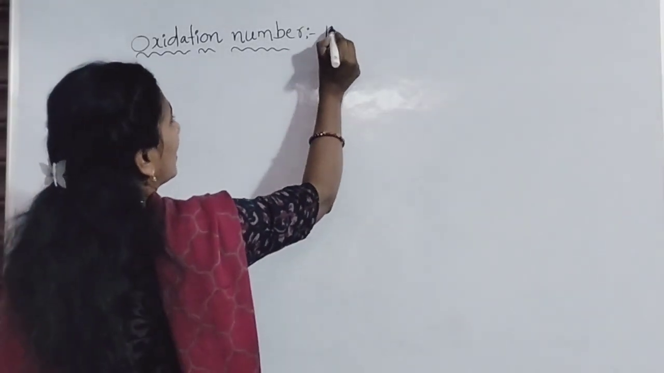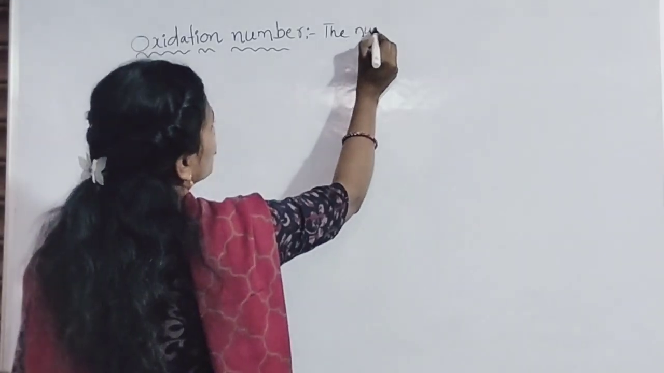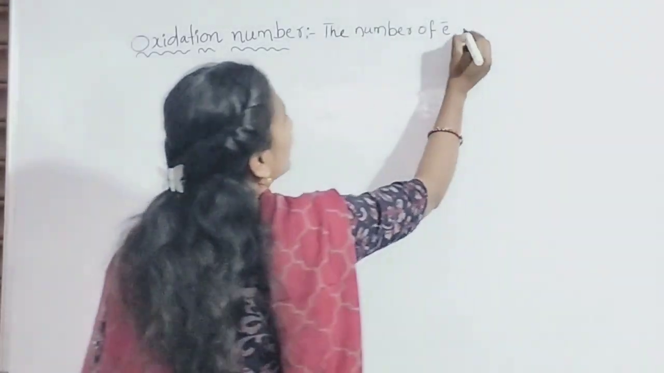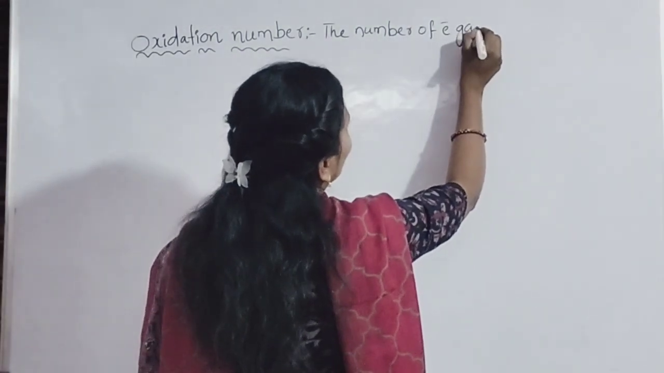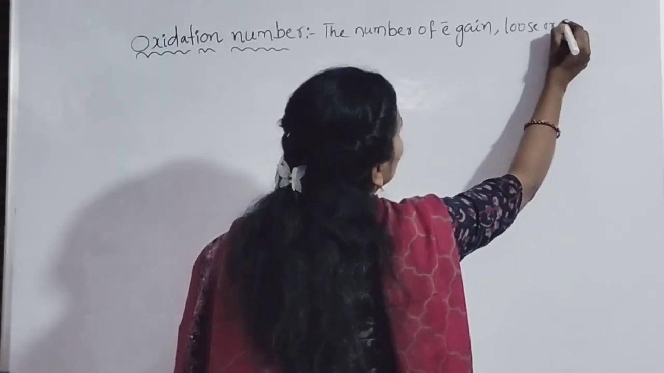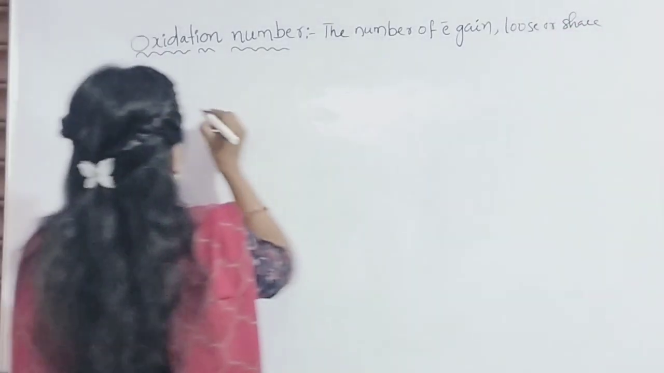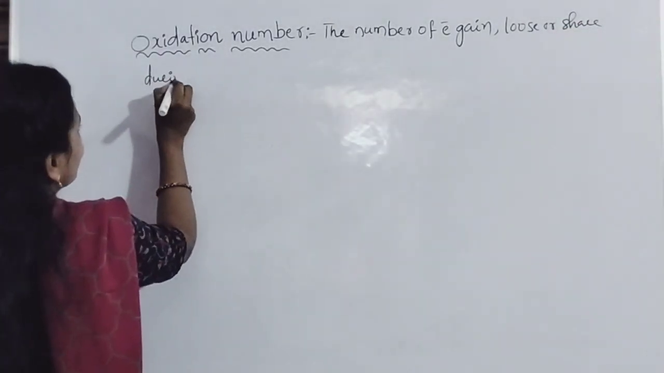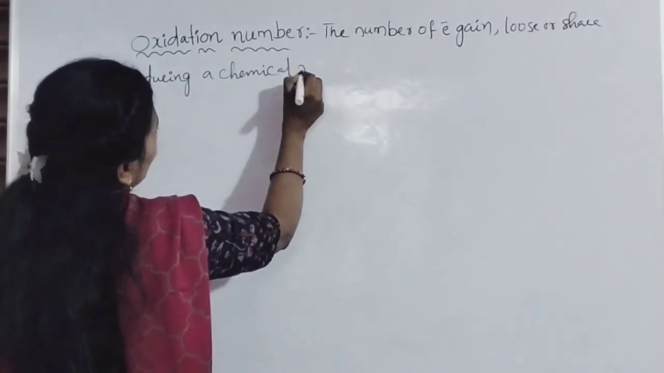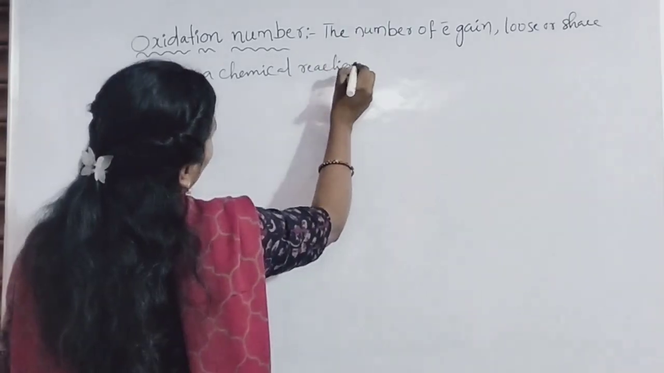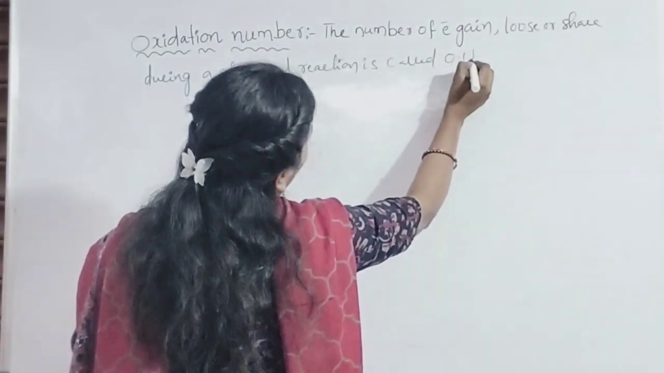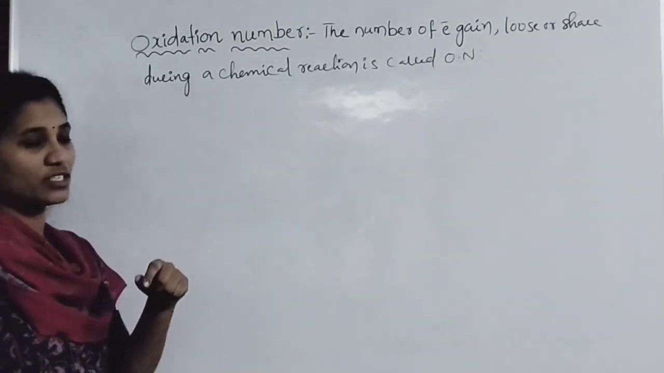See, the number of electrons gained or lost or shared during a chemical reaction is nothing but what is called oxidation number. Here, in a shortcut way, I have written oxidation number.